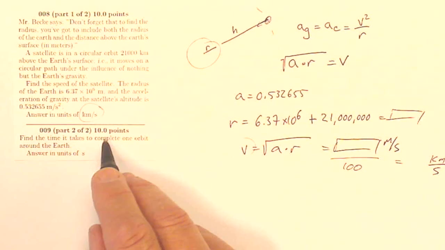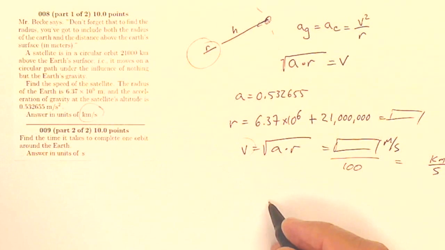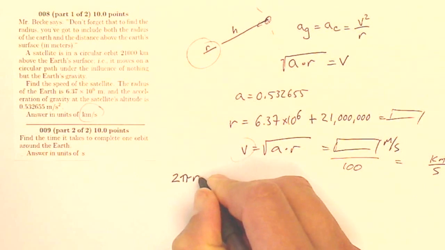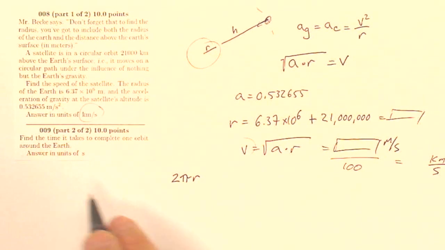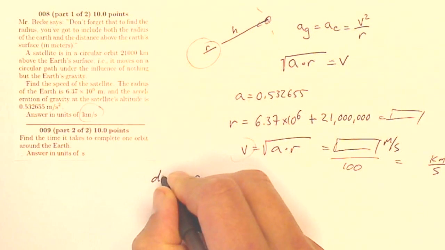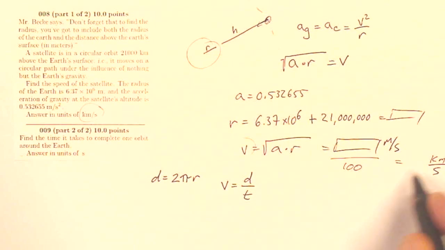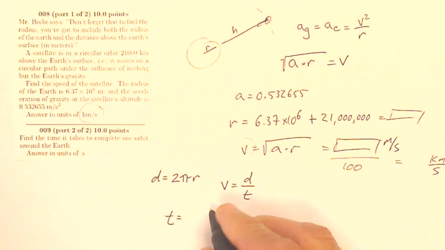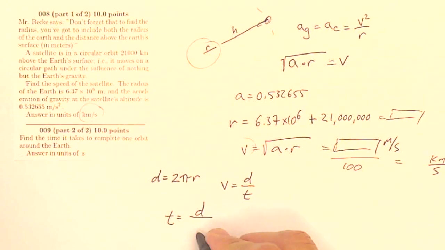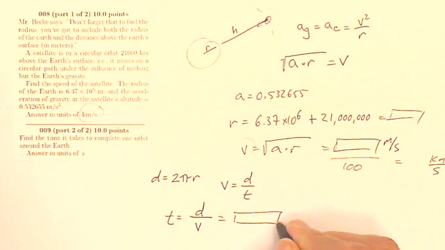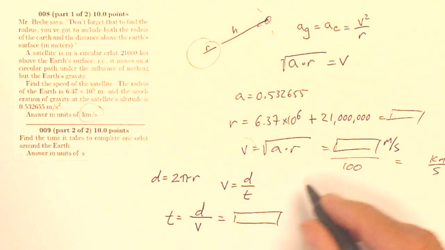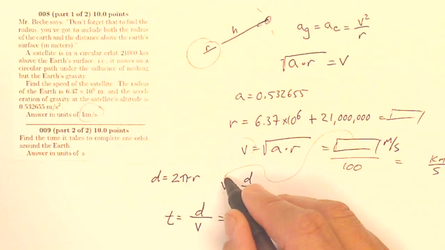Now it says find the time it takes to complete one orbit around the Earth. Well, how far is one orbit around the Earth? That's the circumference of a circle, so 2 pi r is my distance. I want my time. I know that my velocity is my distance over my time. So my time is going to be my distance of 2 pi r, r being this whole big number, divided by my velocity. That's going to give me the amount of time it takes to go around in seconds. Make sure you use meters per second for your velocity there.